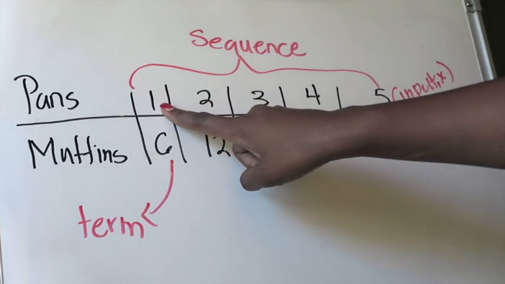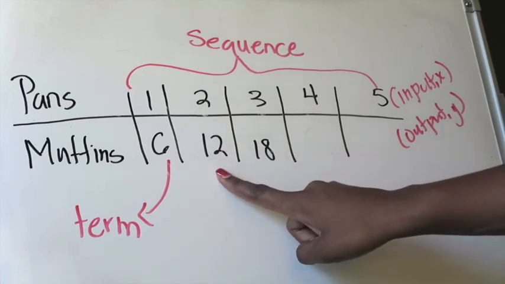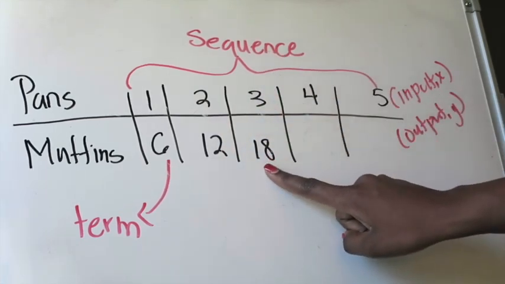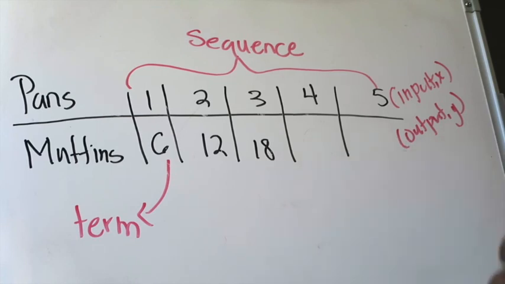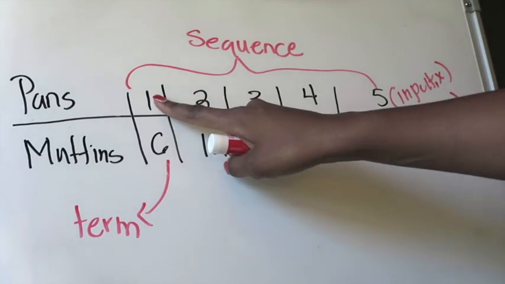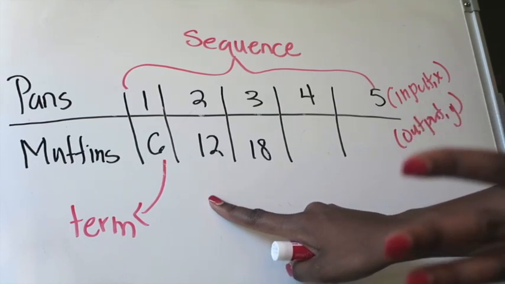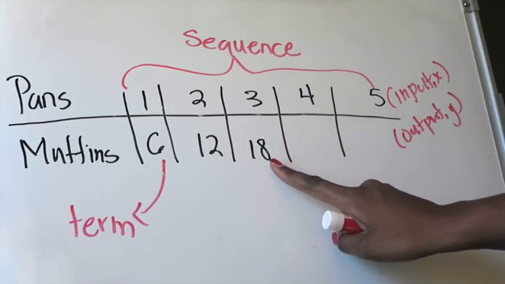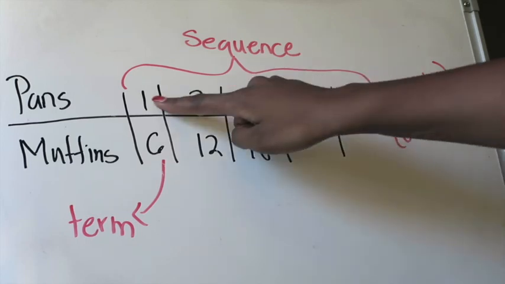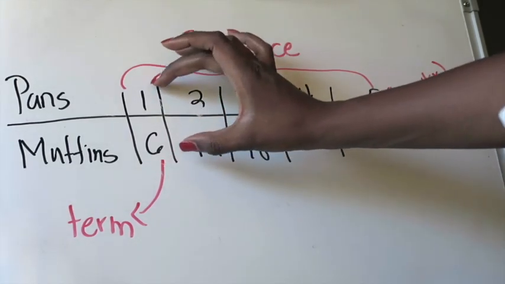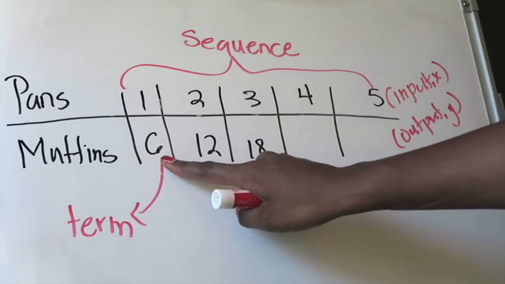Okay, I notice that when my input is 1, my output is 6. When my input is 2, my output is 12. When my input is 3, my output is 18. What pattern can I find from that? Well, after doing a little bit of thinking, I know that 1 times 6 is going to be 6, okay? 2 times 6 is going to be 12, okay? Seems to be working. 3 times 6 is going to be 18. So immediately I realize, okay, if I'm looking at the relationship between my input and my output, or the pattern from the input to the output, the pattern tells me I'm supposed to take my input, multiply it by 6, and that will give me my output.